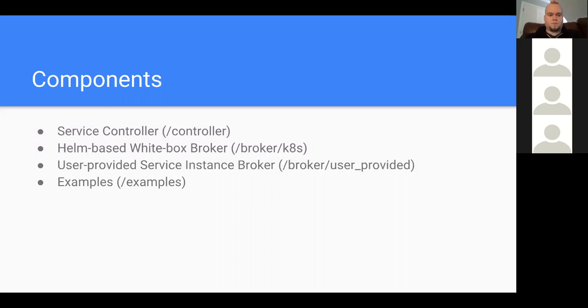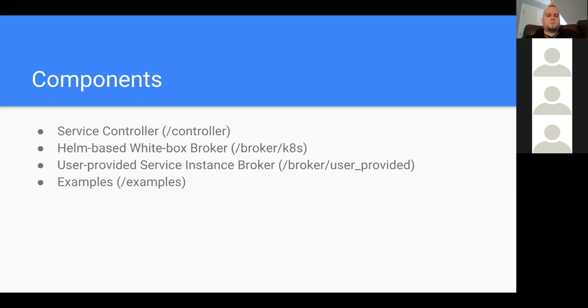Also part of this is a Helm-based white box broker. This is a service that runs in the cluster that implements the broker API and uses Helm charts for service instances and bindings. So you can implement service classes and install them into what we call the service registry. That is basically the dynamic catalog for this broker, and it will expose it through the catalog interface as normal.